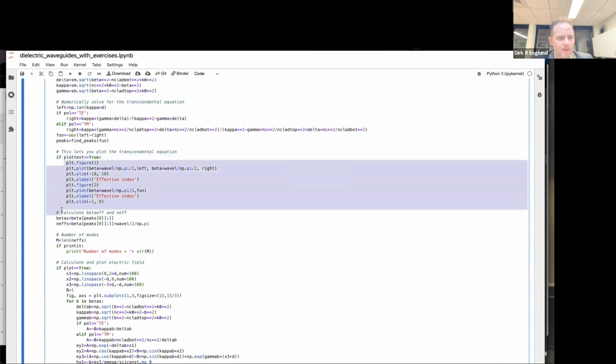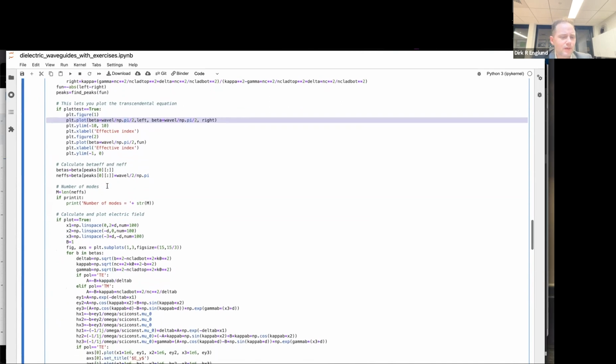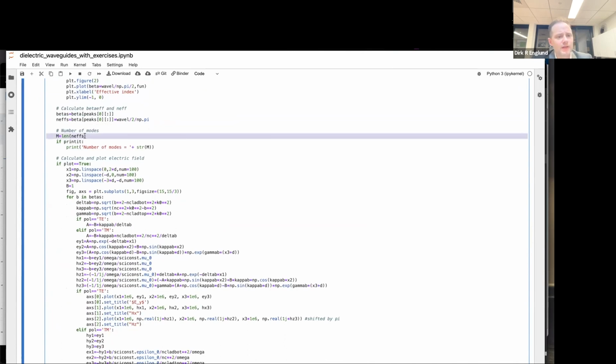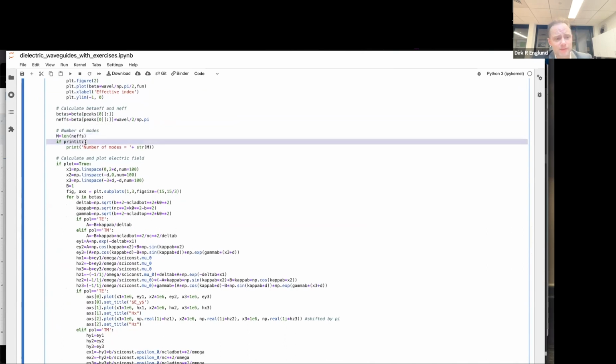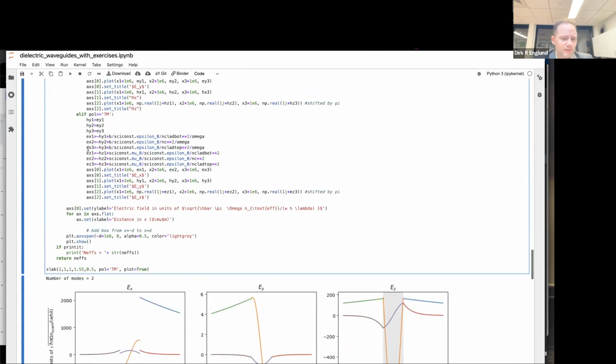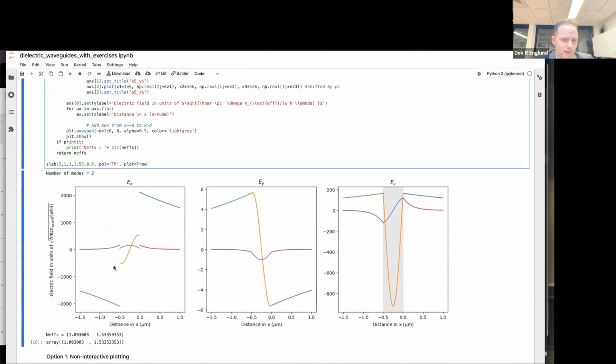I'm plotting in figure 1 the electric field and the magnetic field in their different components. Here I also calculated how many modes actually exist in this waveguide given its dimensions, and that's what it spits out as well. Okay, so to cut a long story short, let's take a look at the solutions here.